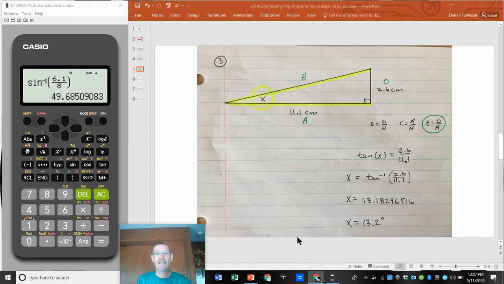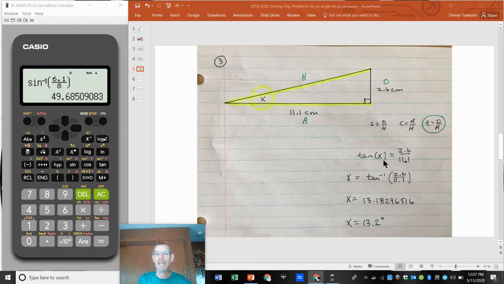In this last example that I'm going to do for you today, here's my reference angle. The two sides are the adjacent and the hypotenuse. The remaining side is the opposite. In this case, I need a place to put my 2.6 in for the opposite and my 11.1 in for the adjacent. So this is definitely a tangent problem. So I have the tangent of x equals 2.6 over 11.1.